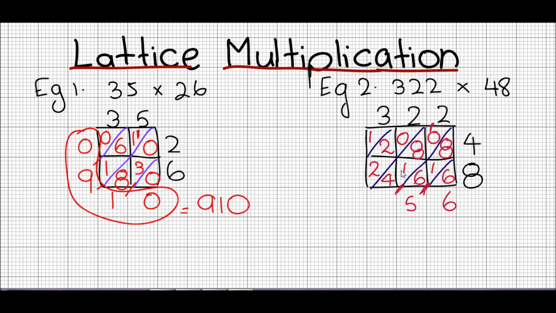Then we have 4 plus 1, 5, plus 8, 13, plus 1, 14. Write down 4. Take over 1. In this diagonal, the next diagonal, we have 2 plus 2, 4, plus 1, 5. Write down 5. And then this one, we have 1. And here's our answer. When we write that out, we get 1, 5, 4, 5, 6, which is 15,456.